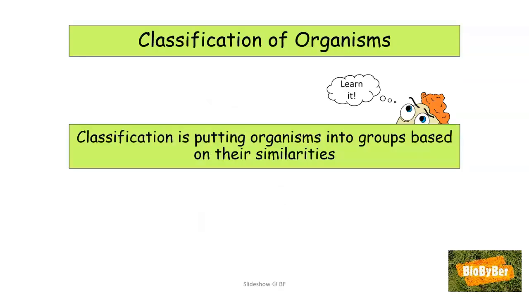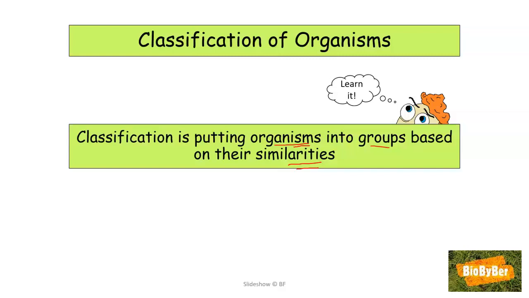The classification of organisms means organising them into groups based on their similarities, in the same way that the librarian has to organise their library and put the books into groups based on what they have in common. So perhaps all the history books will go in one corner, the geography books in another corner, the detective stories in another corner. So the librarian is organising their books into groups based on their similarities. In the same way, scientists organise the organisms into groups based on what they have in common.